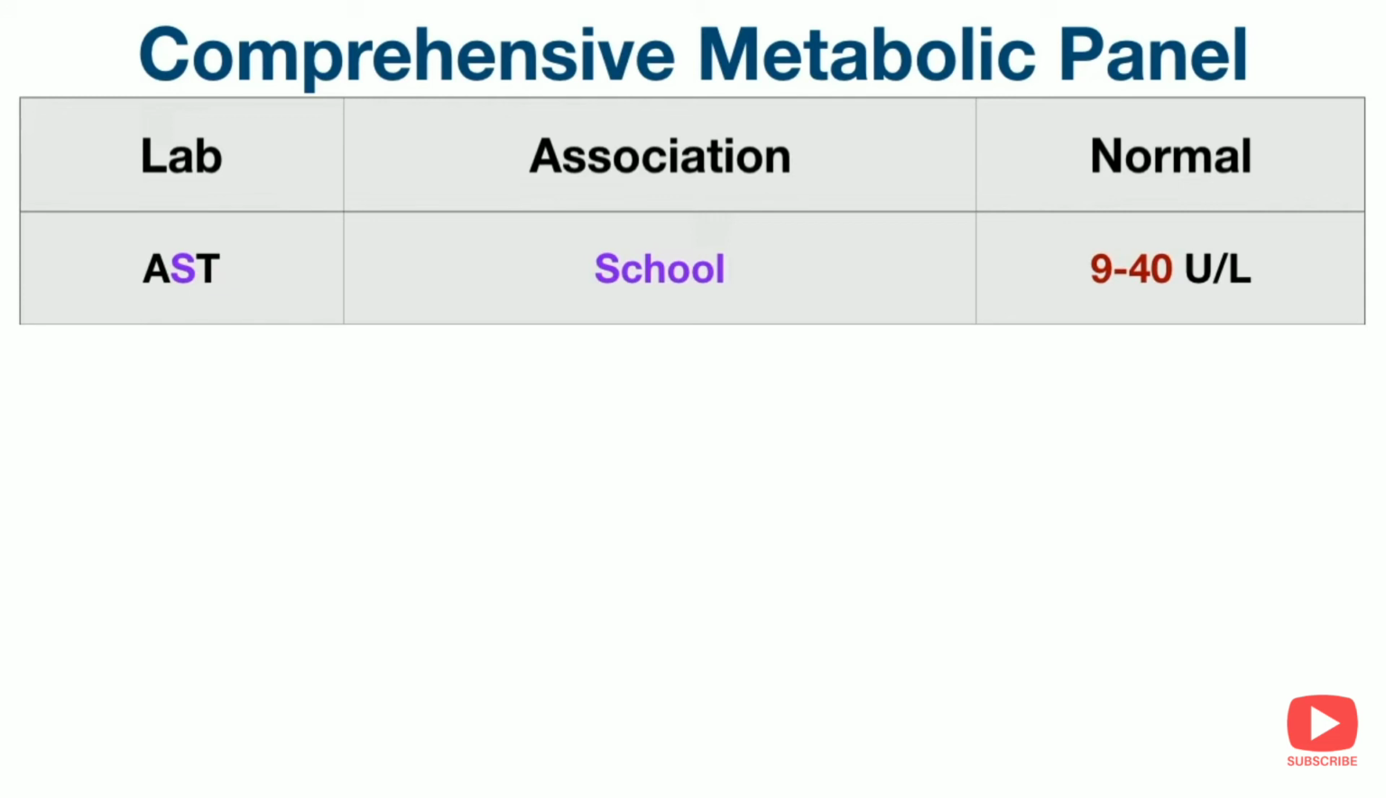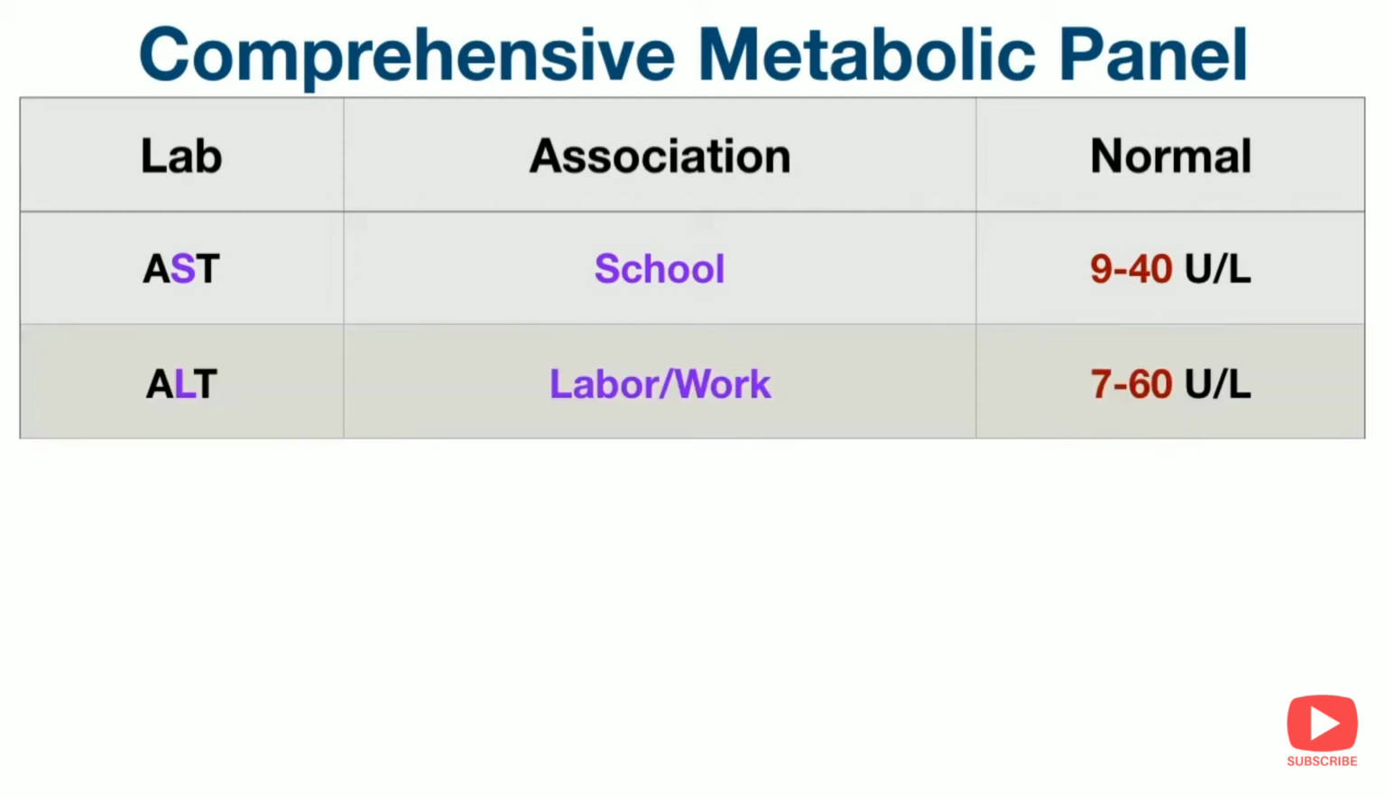So to recap the Comprehensive Metabolic Panel quick, and then we'll move on to the next one, you're going to use the S in AST to think of school, which will help you remember 9 a.m. to 4 p.m. and the normal range of 9 to 40. For ALT, you're going to use the L to think of labor or work, which will help you remember 7 a.m. to 6 p.m. and the normal range of 7 to 60.